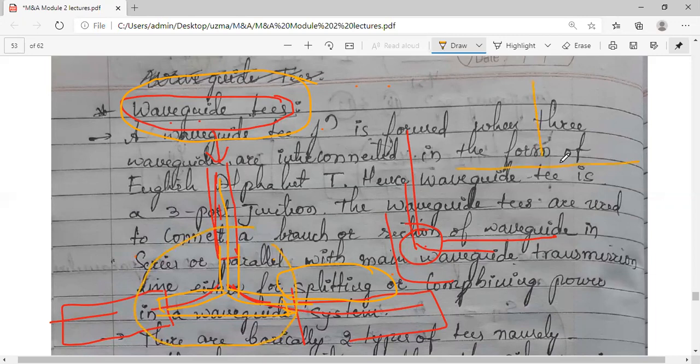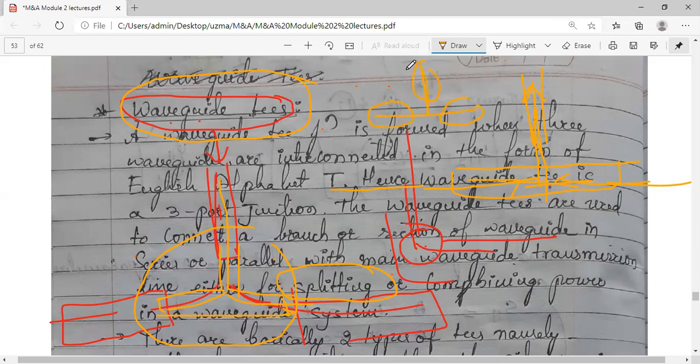We come across one more type of waveguide T wherein two different waves that are coming from two different, say, transmission lines, they both combine and move through this one more arm. Okay, in the T section you can see you have this one arm, second arm and third arm.